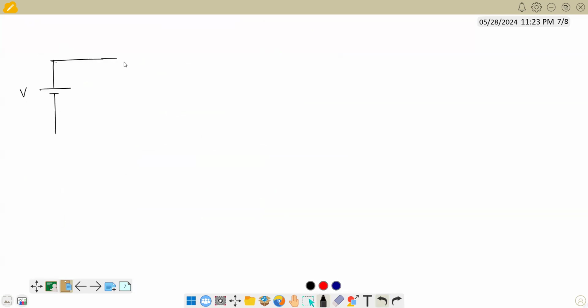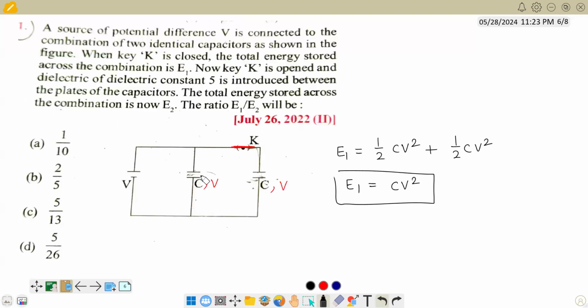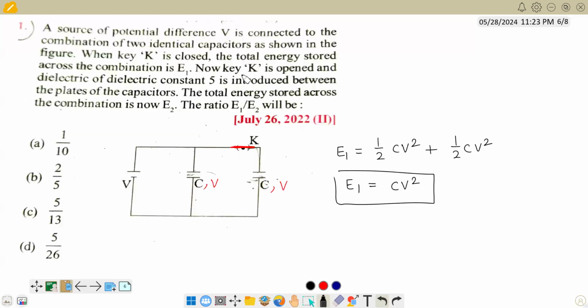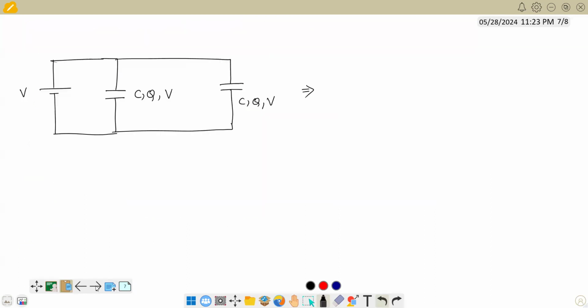Here we have voltage V. Here we have a capacitor of capacitance C, charge Q, and its voltage is V, because as soon as we close the switch, the charge Q will become CV. Next, here again the same thing: capacitance C, charge Q, and voltage V. Now the author is saying key K is opened. Now again the key K got opened. This is voltage V. So I have opened the switch here. Opened means there is no connection.